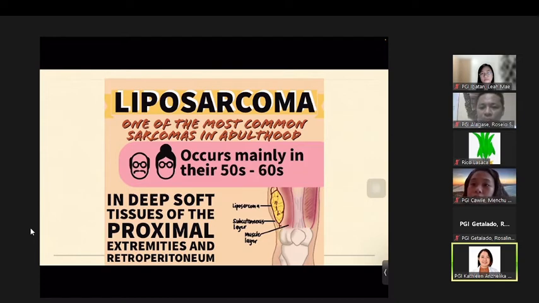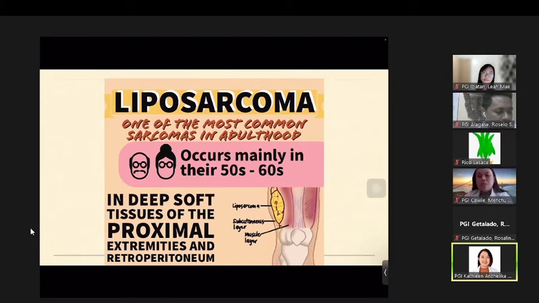So for the epidemiology, the average age at diagnosis is 50 years, but according to Robbins and Cotran, it occurs mainly in the 50s and 60s. Although case reports of childhood onset have been noted, there is no significant association with race or gender, and there is a slight male predominance that has been reported in some studies.